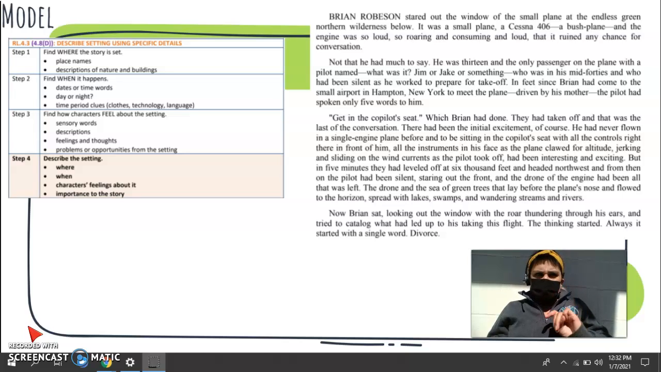The third step is we ask ourselves, how is the character feeling emotionally about where they are? How is this affecting how they feel? And the fourth step is we put this all together and we write a paragraph using all 3 of these steps. So let's get started.